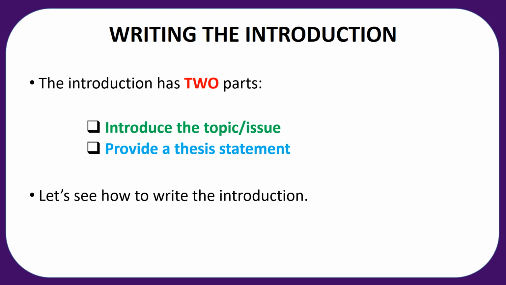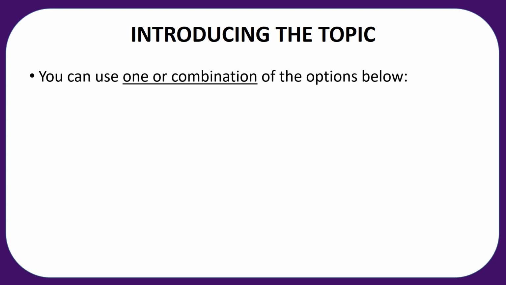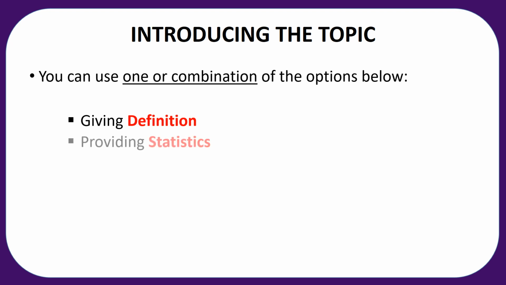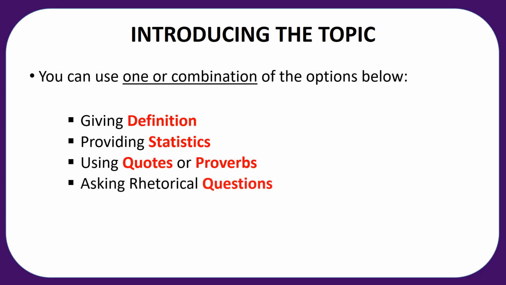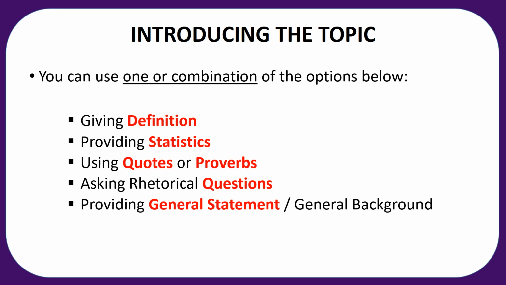Well, let's see how to write the introduction. To introduce the topic in articles, you can use one or combination of the options below. The first one is to give a definition, or you can provide statistics. You can also use quotes or proverbs, and you can also ask rhetorical questions as well as providing general statement or general background.